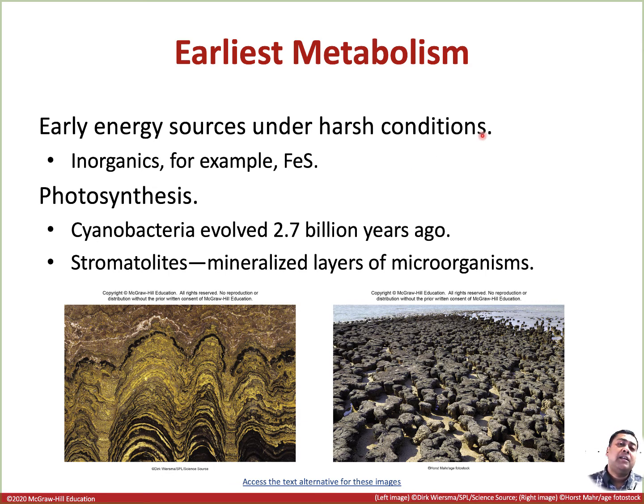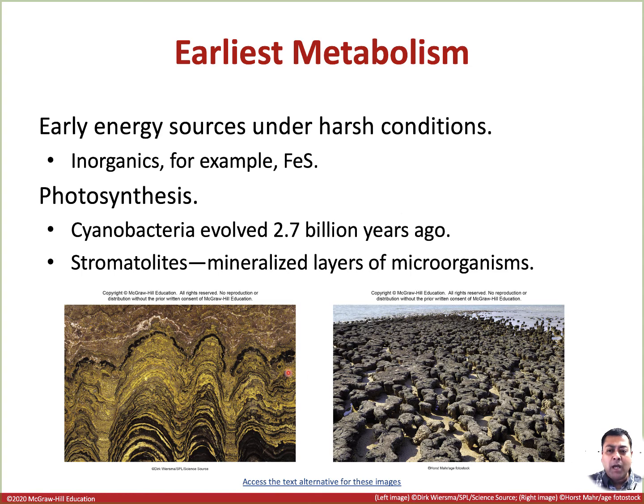And gradually over a period of time, photosynthesis evolved, and photosynthesis drove this planet from an anaerobic condition into an aerobic planet. These cyanobacteria, which were ancient bacteria, evolved about 2.7 billion years ago, and they are some of the first bacteria which were able to photosynthesize and produce oxygen. Over time, they changed the atmosphere of the world into an aerobic condition.